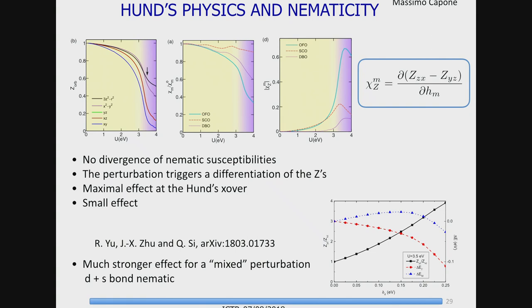And if I compute something which I can sort of call a nematic susceptibility, which is like computing a sort of derivative of the Z's with respect to the field, I find an enhancement exactly when I enter the crossover region.